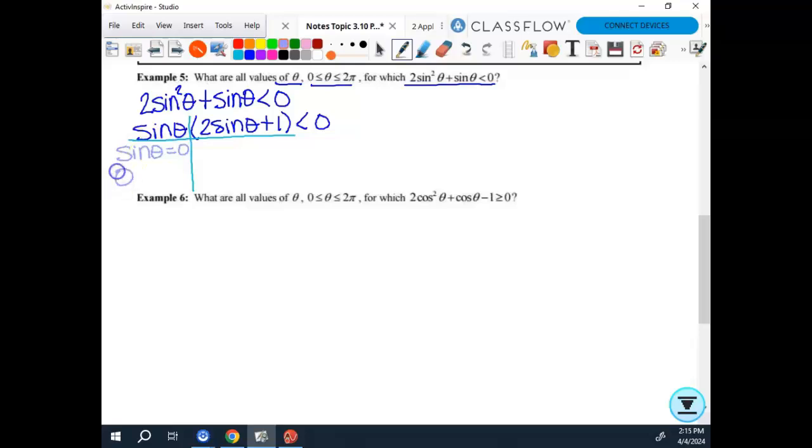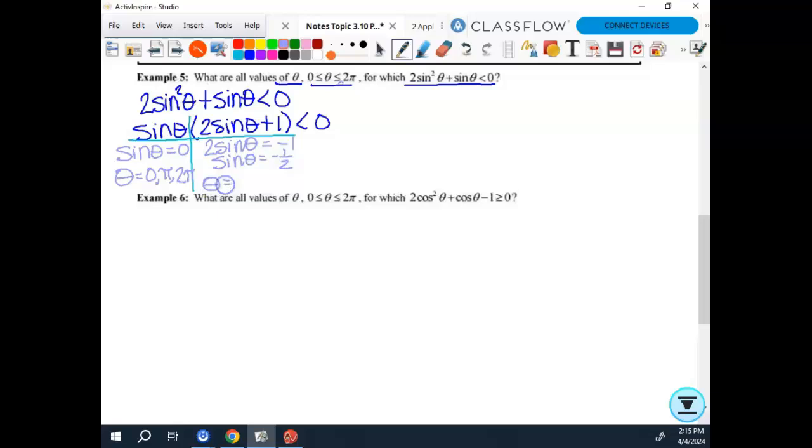When does sine equal 0? Where does sine of theta equal 0? What angles? 0 and pi. Is that it? 2 pi. Do I include that on this one? Yes, because of this underline, so I need that 2 pi there. If that was not an underline, then I would leave that off. Then here I have 2 sine theta equals negative 1, because I skipped the equals 0 step. So that means that sine theta equals negative 1/2.